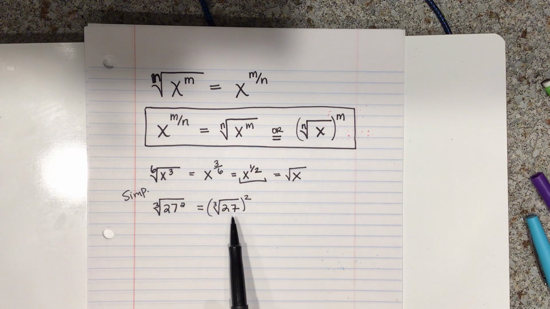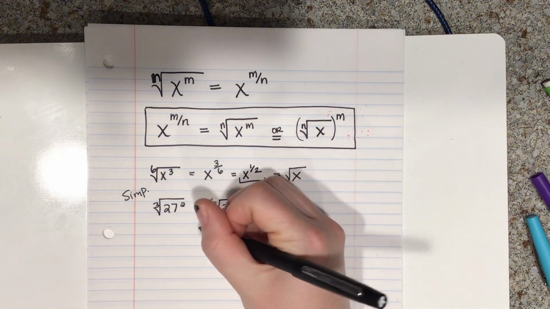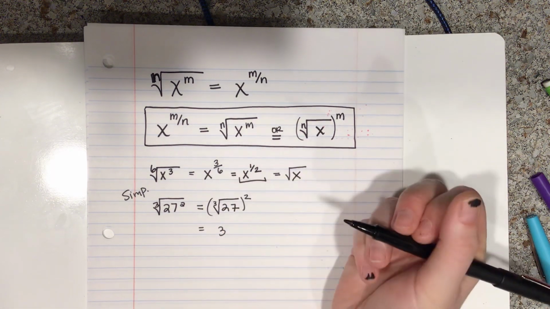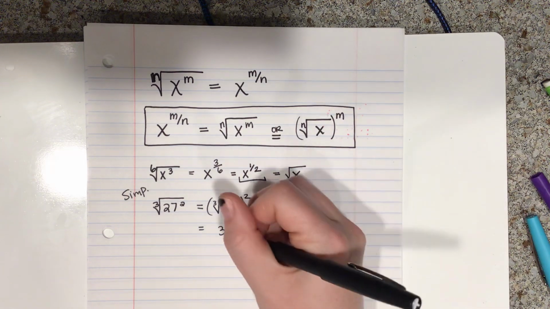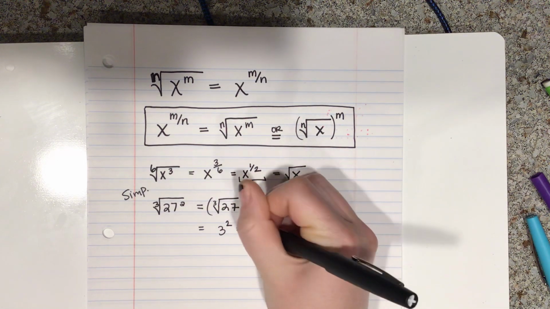But if I take a look at this one, the cube root of 27, then squaring it, well, I know the cube root of 27. I know the cube root of 27 is 3. So this one I'm far more comfortable working with. So I end up with 3 squared, which is going to leave me with an answer of 9.